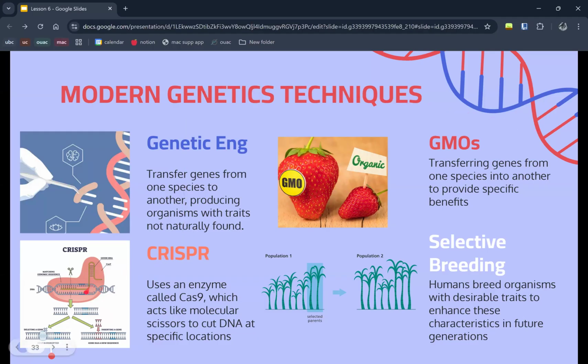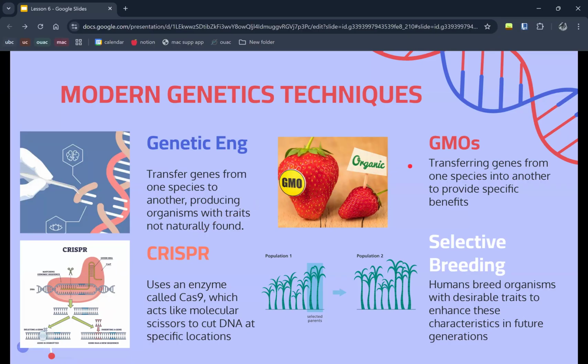So you can see in this diagram, we have that Cas9, like scissors, that makes a little cut here, and we can either add something, like in this case, or remove something, remove the genes. So this has applications in treating genetic diseases, improving crops, and also just studying how genes function.